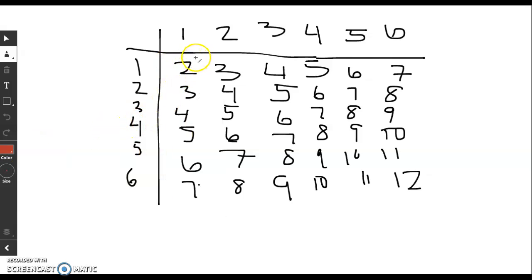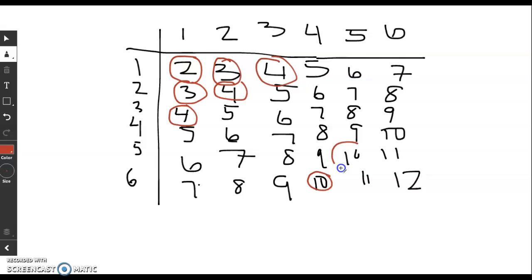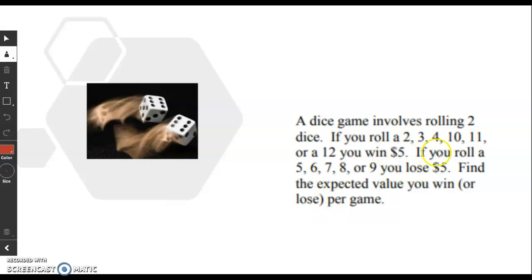So I have 1, 2, 3, a 3, 4, 4, 4, 10, 10, 10, 11, and 11. So that's 1, 2, 3, 4, 5, 6, 7, 8, 9, 10, 11. So that's 11 out of 36. And I win, I think it was $5. We'll go back and see. Yes, we win $5.